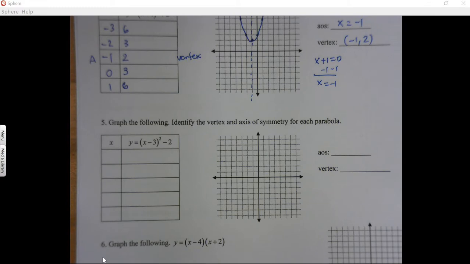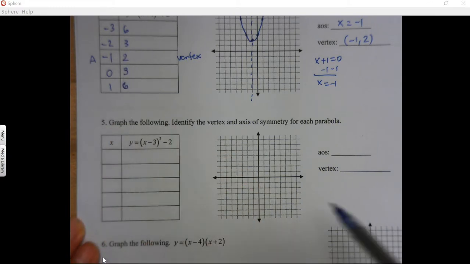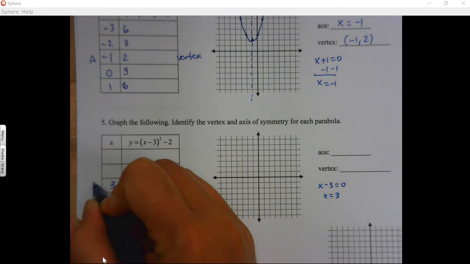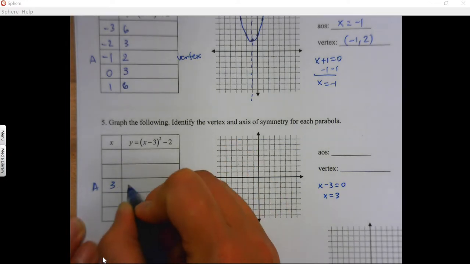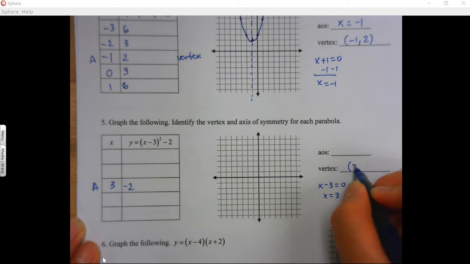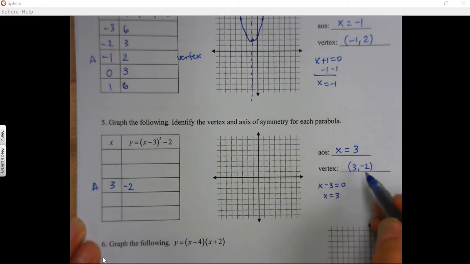On number 5 here, same idea as what we did up here. I'm going to take the argument, this x minus 3, set it equal to 0. I get that x is equal to 3 for my argument. Again, the y value is the vertex over there. This negative 2 is finishing off my vertex. And the axis of symmetry is at x equals 3.